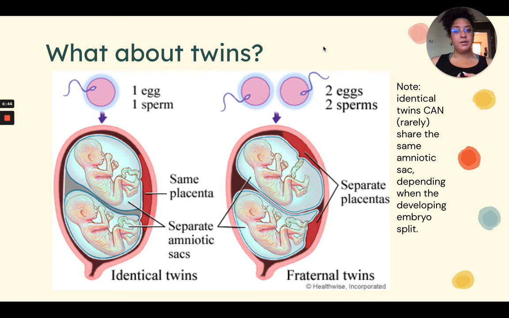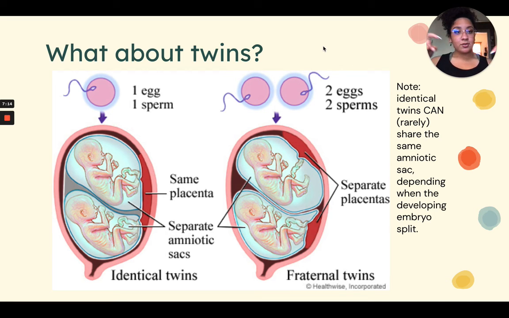Okay, so they usually have the same placenta but separate amniotic sacs. They can, but they rarely share the same amniotic sac. Again, very unlikely, but definitely possible. And then there's fraternal twins, which occurs because of hyperovulation. So hyperovulation is when two eggs are actually released during the same ovulation stage.